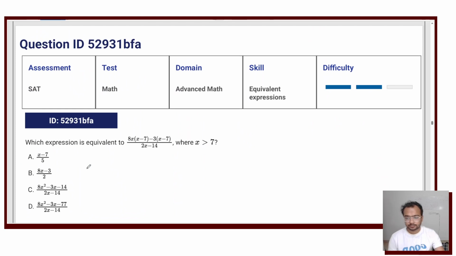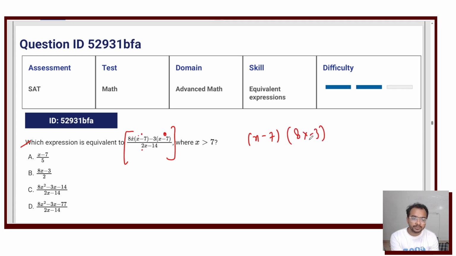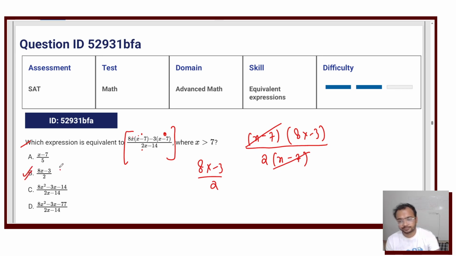Okay, let's try this one. Which expression will be equivalent to this? So in this problem, if you see, you have x minus 7 and x minus 7. In the denominator also, if you observe, there is one x minus 7. So from the numerator, I can bring this x minus 7 out, and I'll be left with 8x minus 3 if you factor it out this way. And in the denominator, it will be 2 times x minus 7. This x minus 7 gets cancelled. I am just left with 8x minus 3 divided by 2. So where do we have that? We have it here. So B will be correct.